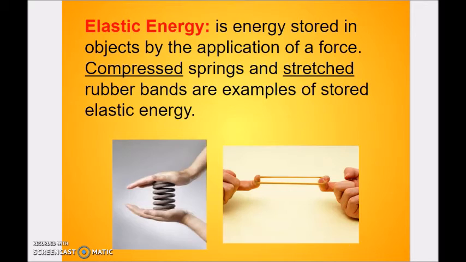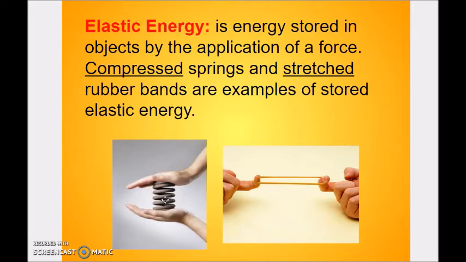Alright, the next one is elastic energy. Now this one's a little complicated. It's energy stored in objects by the application of a force. Like compressed springs and stretched rubber bands are examples of elastic energy. So what do we mean by a compressed spring? That is a spring that is pushed together. See how this person is pushing the spring together? When it is pushed together, it has elastic energy because when that person lets go of it, it's going to spring apart. Just the spring sitting there without being pushed together would not have elastic energy.